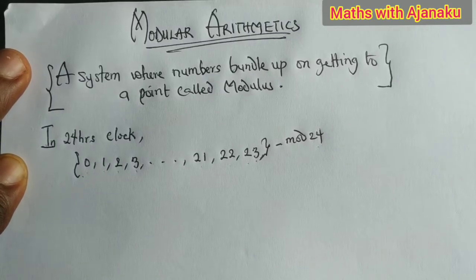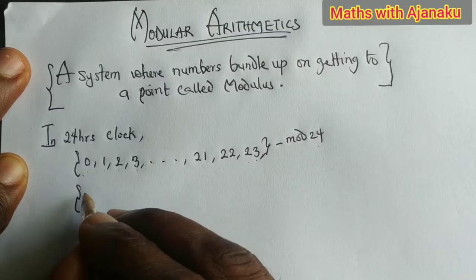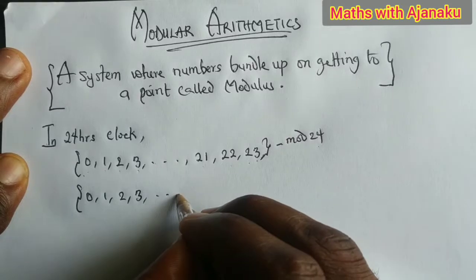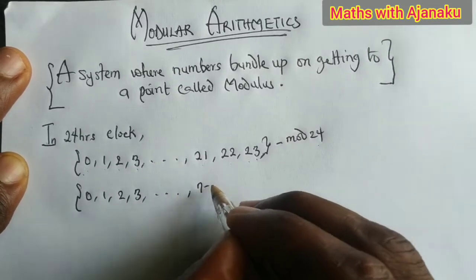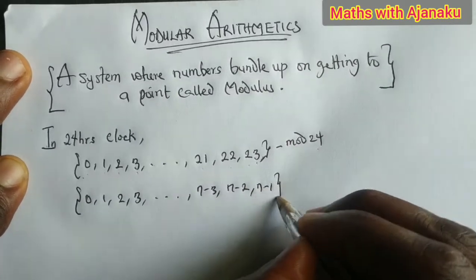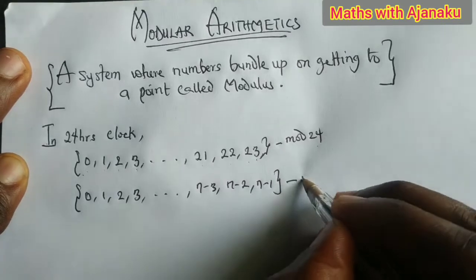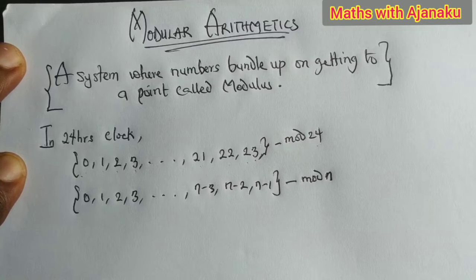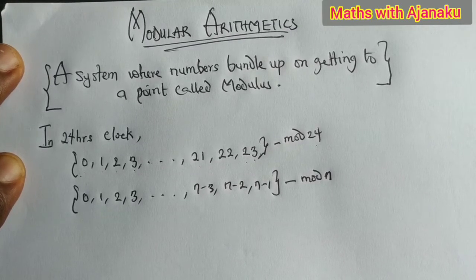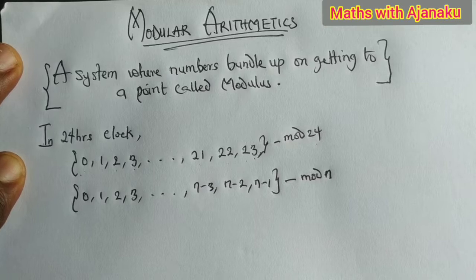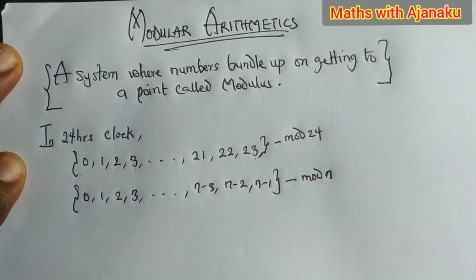So in general, a number in modulo n will contain 0, 1, 2, 3, and so on till you get n minus 3, n minus 2, then n minus 1. That is a number before the modulo itself, which is n. If you notice, all the numbers in this set of modulo are starting from 0 and ending a number before the modulo itself, meaning we are dealing with 0 and all positive integers.